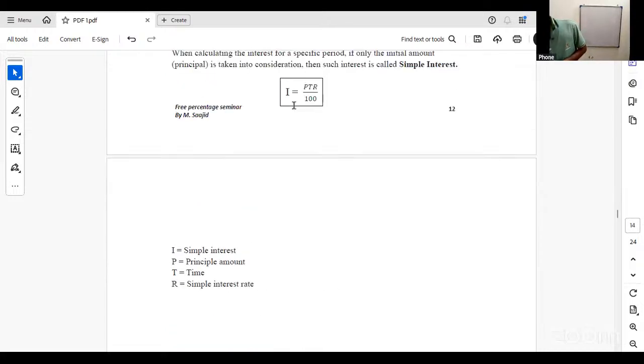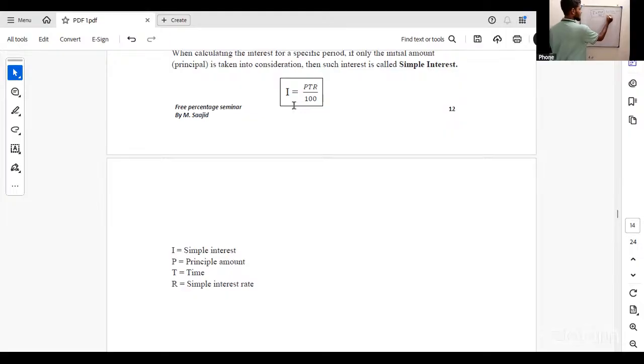So there's an equation for simple interest. Just remember this equation, it's a very easy one. I equals PTR over 100. This is the equation which you have to remember in simple interest. Just one equation, that's it. Right? I equals PTR over 100. Now what does I mean? Here, I stands for simple interest value.